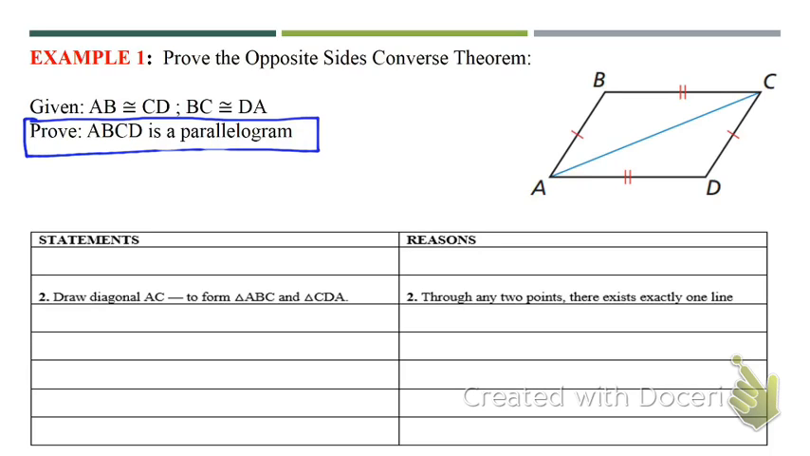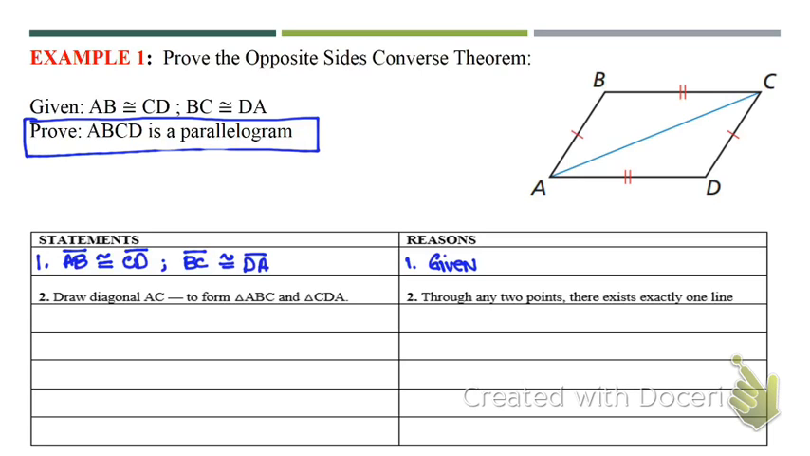Okay, so the first thing that we're going to do is put in the given. So the given was that AB was congruent to CD, and also that BC was congruent to DA. And in addition to marking the given in our proof, we also want to make sure it's marked on our picture, and it is, right? It's marked in our picture.